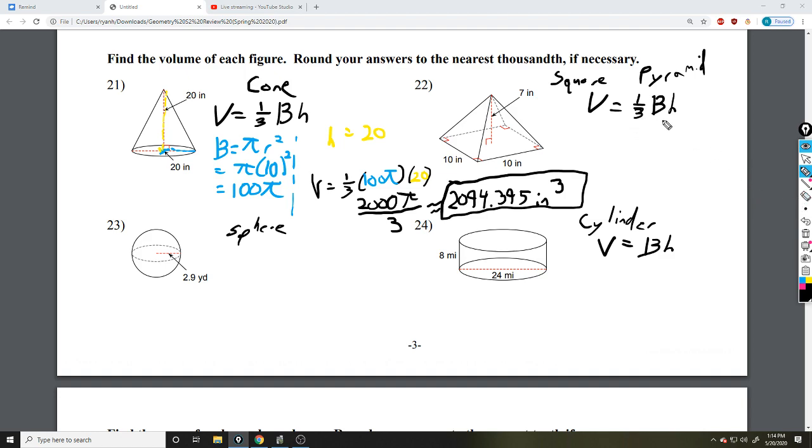Our square pyramid. 1/3 area of the base times the height. Our area of the base, it's a square, so it's just side squared. So that is 10 squared, which is 100. And our height, remember our height just drops perpendicular down to the center. By the way, our slant height, if I were to draw slant height, it would be up this way. This would be slant height. But this is my height. It's 7.